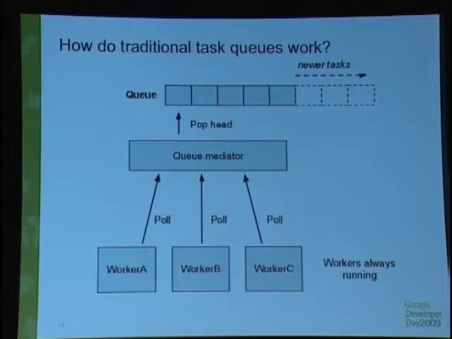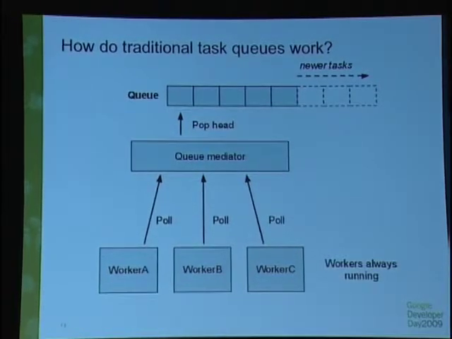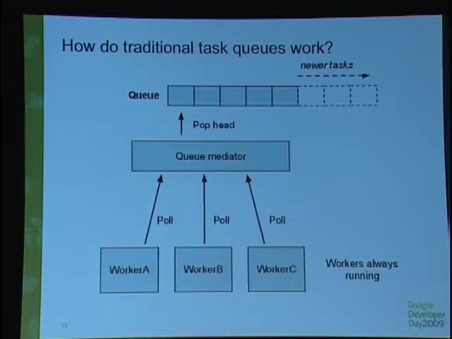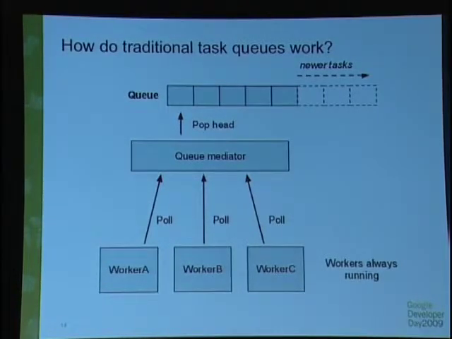So every time a worker is free, it'll poll the queue mediator and say, hey, I am free, please give me some work. The mediator will pop the head off the queue and then give it to the worker. The worker then commences and does the work, and so on. And so the workers are always running, even if they're not doing anything. And they're constantly polling the queue, even if the queue is empty. And this is basically state of the art for most queues and queuing systems.